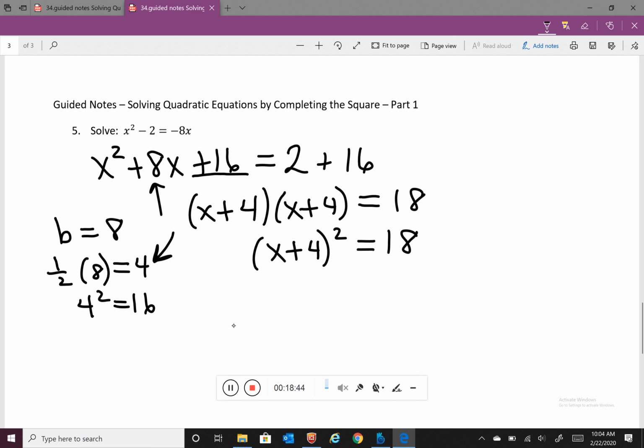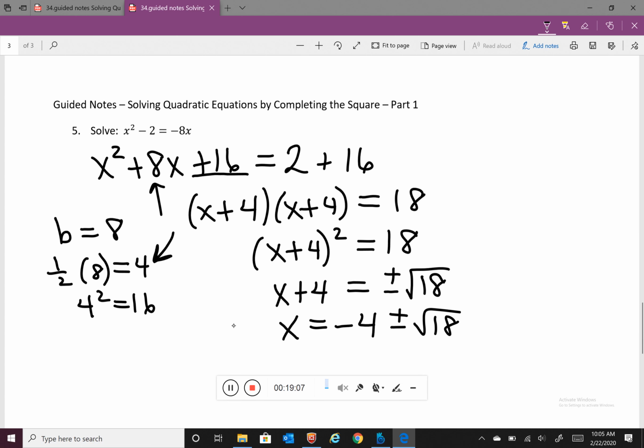And now we're going to apply our square root property. We're going to take the square root of the left side to get rid of that square power. So we have x plus 4. And because this is quadratic, we're going to take the positive and negative square root of 18. So x is equal to negative 4 plus or minus the square root of 18. But we are not done here. You're always going to be asked to simplify fully.